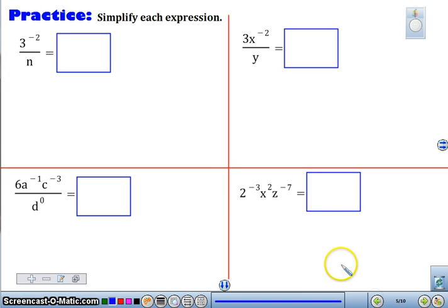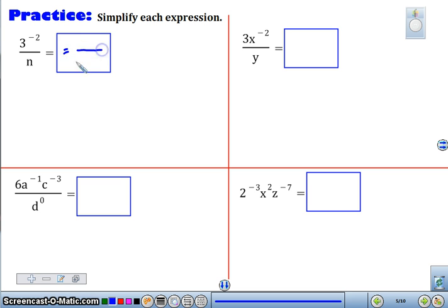Next page, that bottom page in your notes, again, if we're simplifying, I would like you to try these first. Pause the video right now and try them on your own. As you've paused the video, when you turn it back on, I'm going to walk you through the problems.